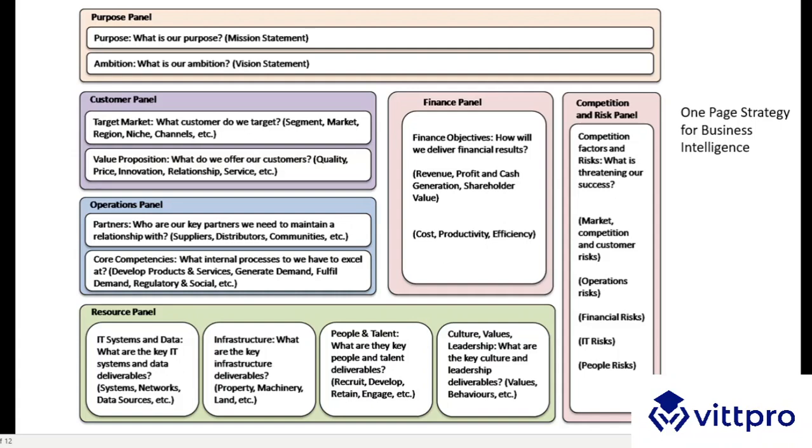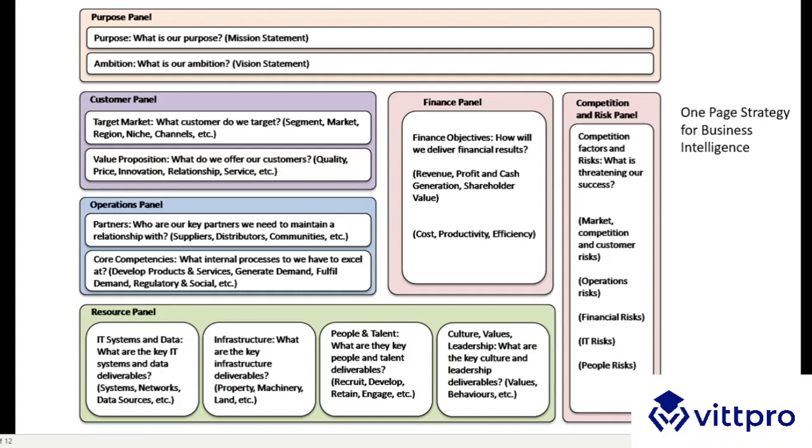And then you have your finance objectives: how I'm going to deliver my finance results, what kind of result I want to understand, and what kind of resources I will be using in my operations: IT, infrastructure, people, and culture. And then what is my competition? So this one page document will give you a very good understanding of what the company needs to focus on before they make a balanced scorecard, or before they develop the KPIs for their individual balanced scorecard.